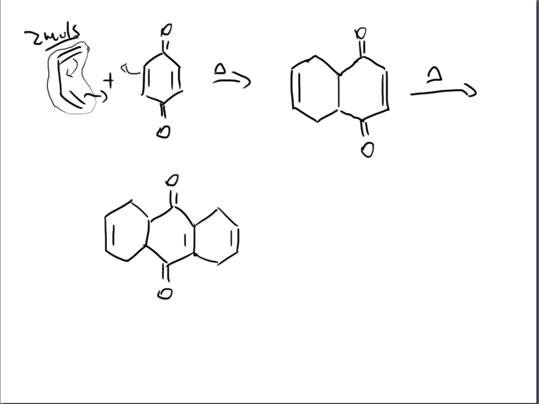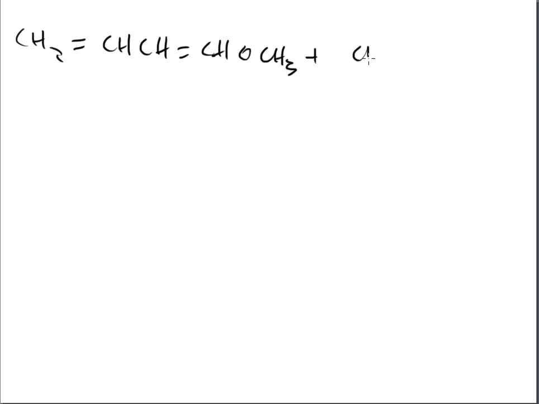Let's look at another. Just to get more and more comfortable with them. CH2, double bond, CH, CH, double bond, CH, O, CH3, and then a CH2, double bond, CH, CH, double bond, O. React these two things together. All right, we can do this.